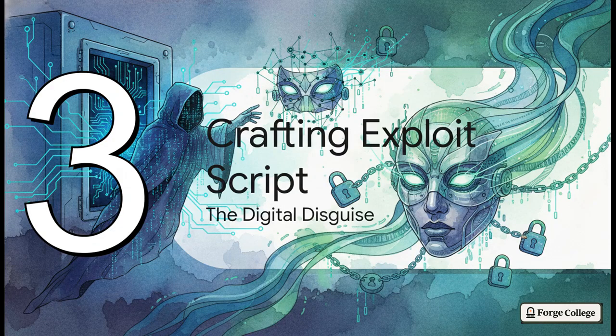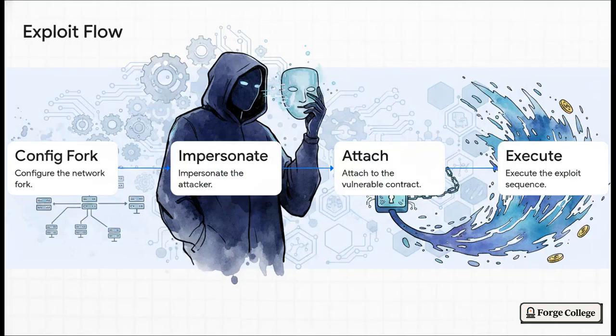Section 3, crafting the exploit script. Time to put on the digital disguise. Using a framework like Hardhat, we follow a really strict 1, 2, 3, 4 sequence to convert our unit-level tests into a full-blown attack reproduction. First, we configure the network fork. Second, we impersonate the attacker. Third, we attach to the vulnerable contract. And fourth, we execute the exploit. It's a beautifully logical flow that takes us step by step right to a successful heist.